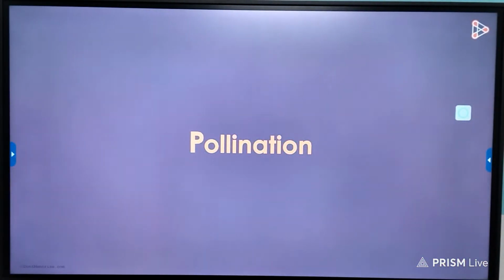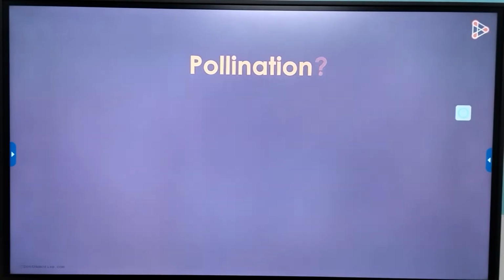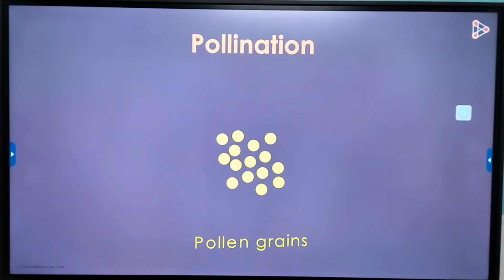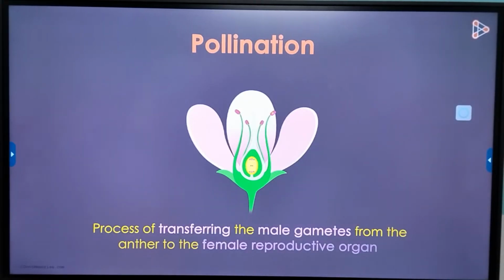Wait, we have been talking about pollination since long. What exactly is this process? Can you guess what it could be from its name? Well, the name suggests that it's got to do something with pollen grains, right? Yes, pollination is simply the process of transferring the male gametes from the anther to the female reproductive organ.